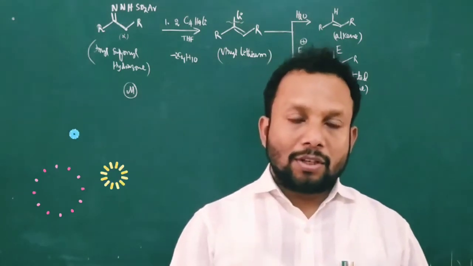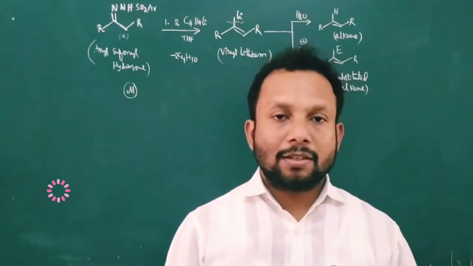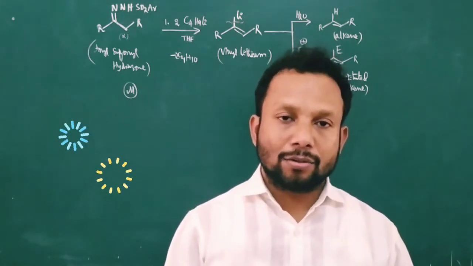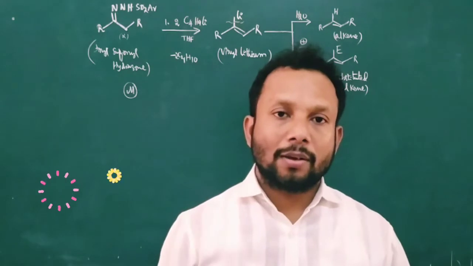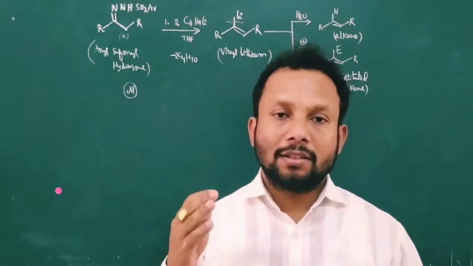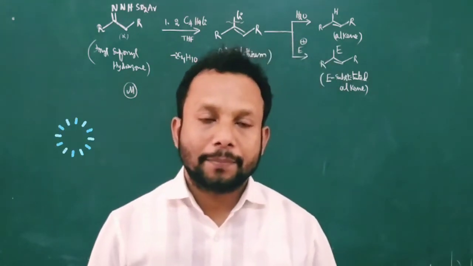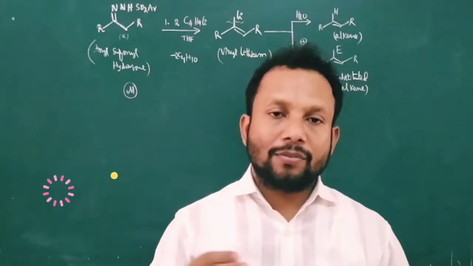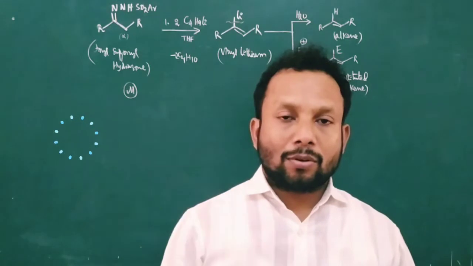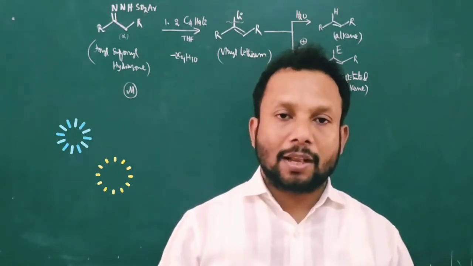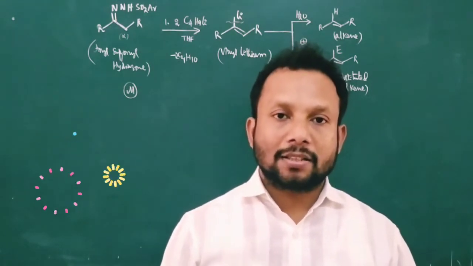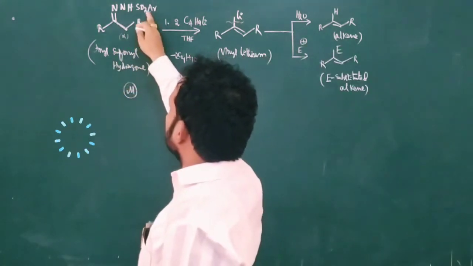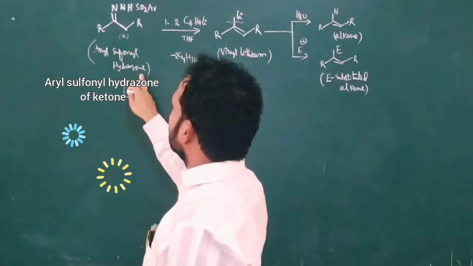See the statement of this reaction. At least one alpha hydrogen containing aryl sulfonyl hydrazone of a ketone reacts with 2 moles of butyl lithium followed by hydrolysis or electrophile to form alkene or electrophile substituted alkene. This reaction is known as a Shapiro reaction. See the equation of this reaction. This is the aryl sulfonyl hydrazone of a ketone.